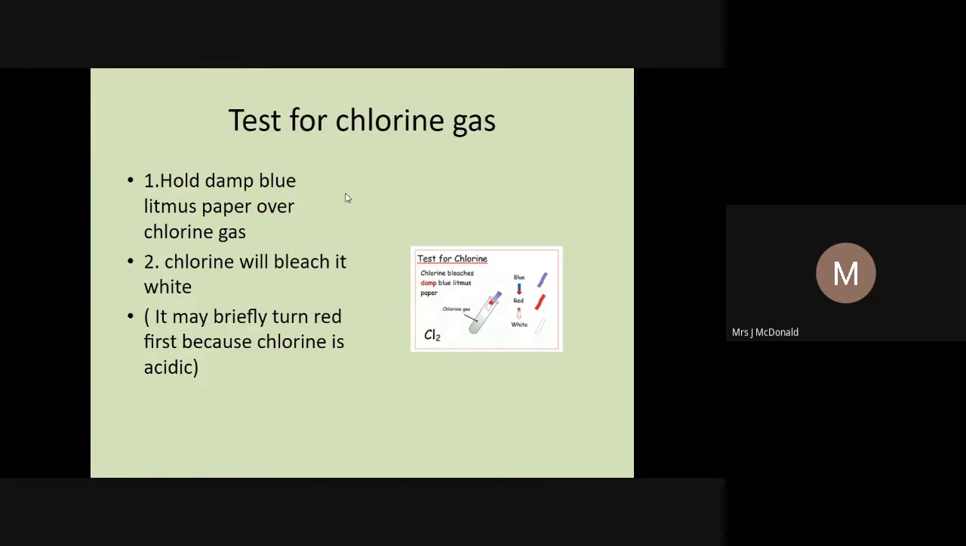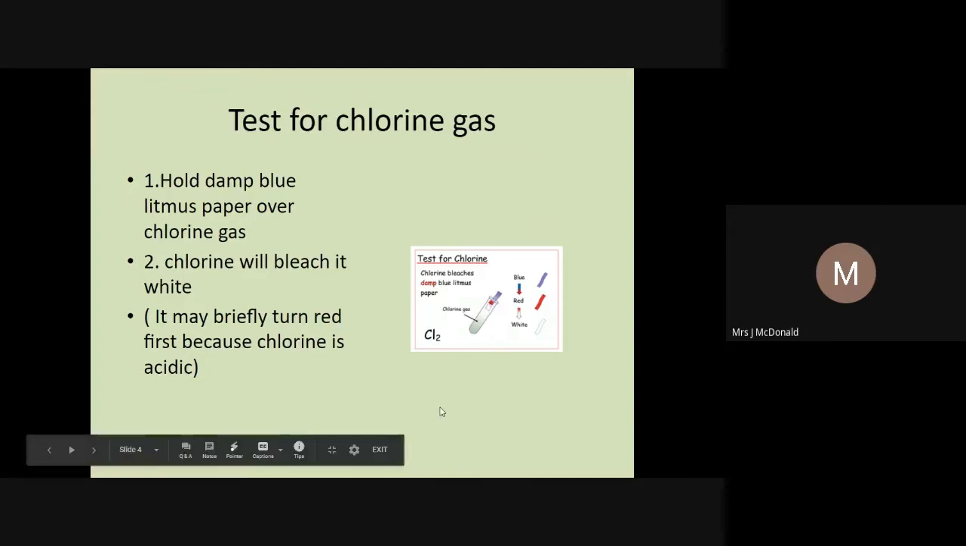So what you do is you hold a damp blue piece of litmus paper, and it needs to be ideally blue litmus paper, over the gas. The chlorine will bleach the litmus paper white, but before it goes white, often it turns red for just a very short while, and that's because chlorine gas is acidic. So it's already damp blue, and when you put the damp blue litmus paper into the gas, what you'll see is very quickly it'll go red, and then very quickly it'll bleach it white, and you need to learn that test.